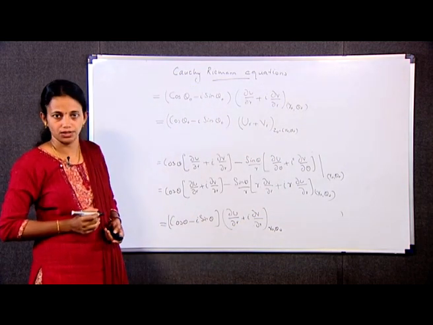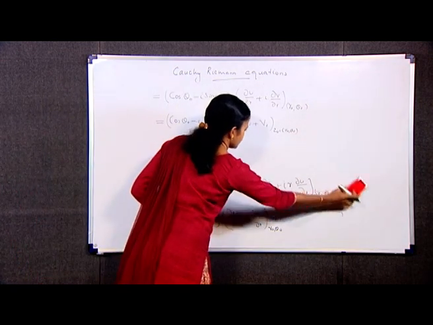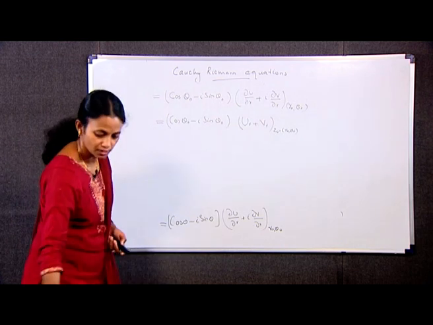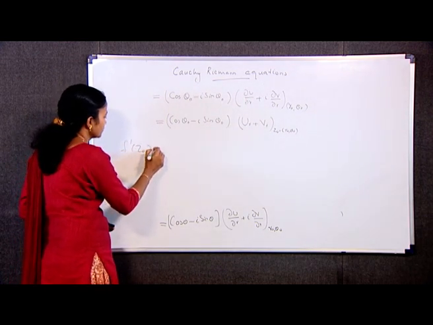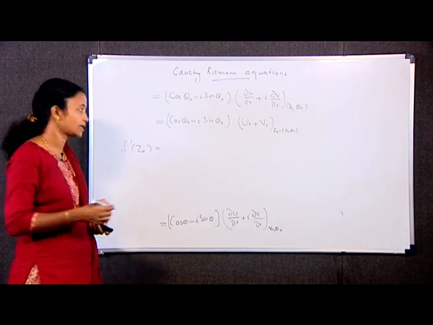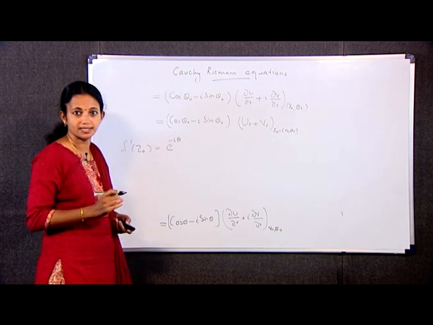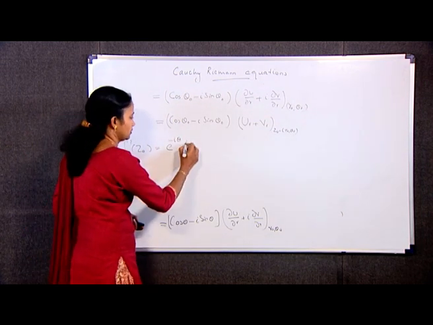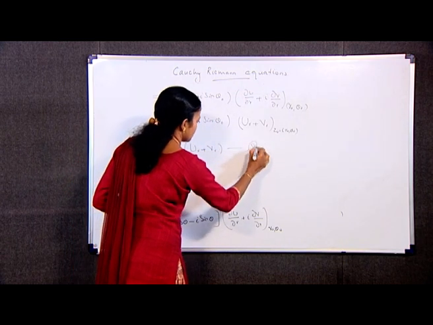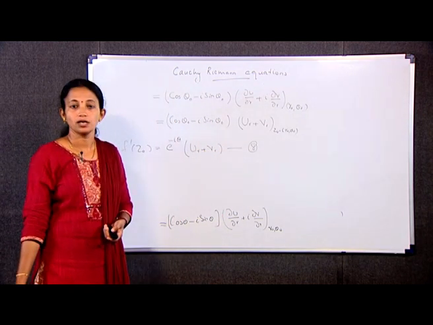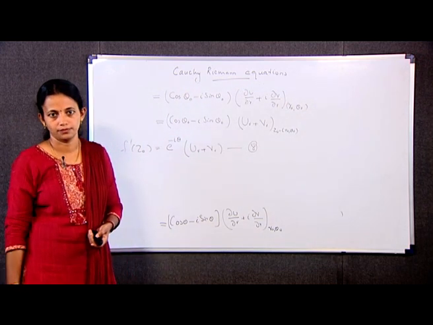In simple notation, we have f dash z naught is equal to e raised to minus i theta into (u r plus i v r), equation number 8, where the right hand side is evaluated at r naught, theta naught.